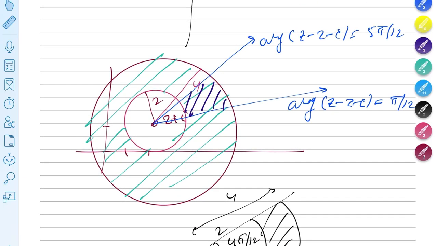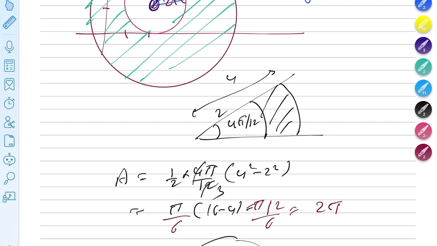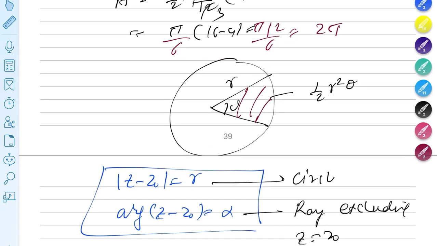So here, if I want to plot this part, every time I have excluded the point for the argument of z minus 2i and the argument of z minus 2 minus i. Okay, we'll see the next one.